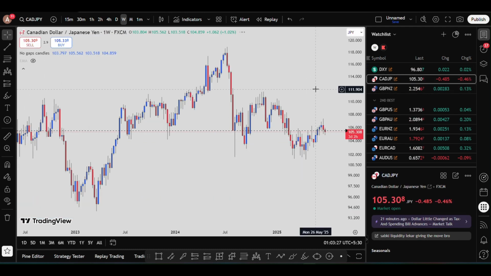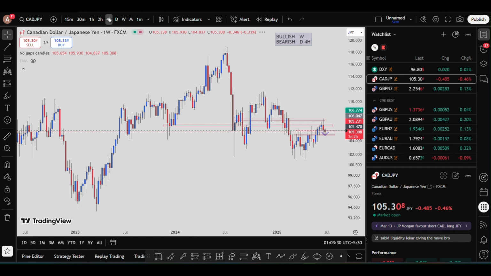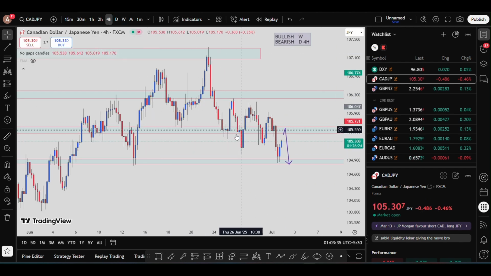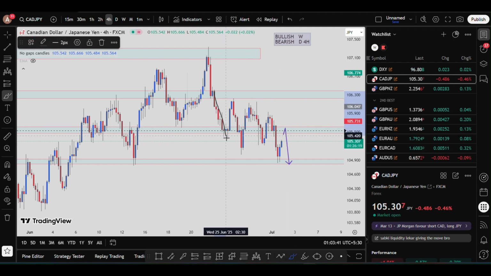Okay, so we will move to our setups like CAD JPY. We are planning for a buy side trade after this left shoulder, head, right shoulder pattern, but this pattern has been distorted, like you can see, the left shoulder and the right shoulder, and then it distorted the pattern.